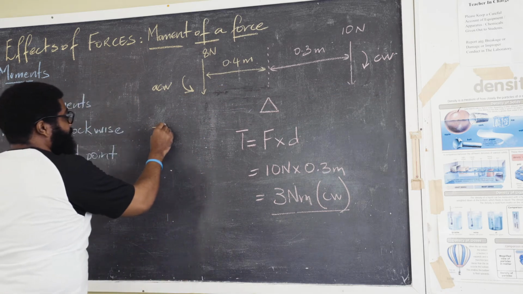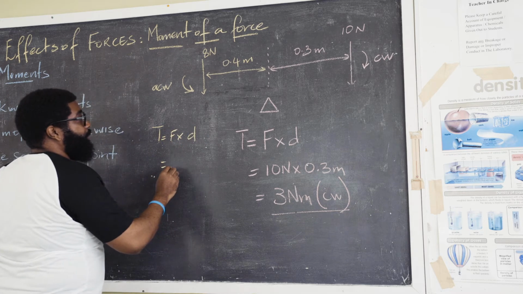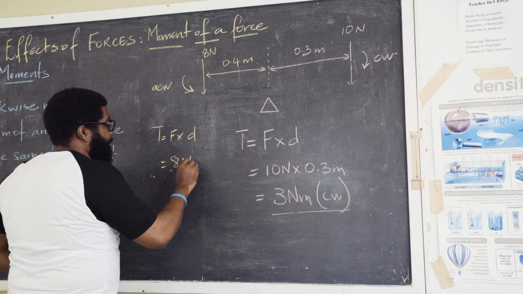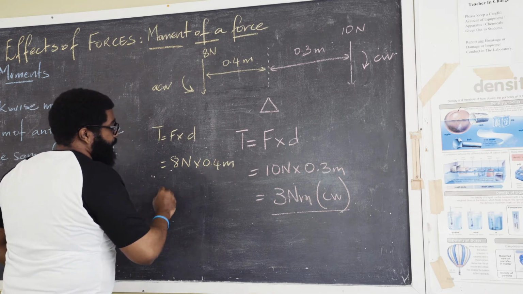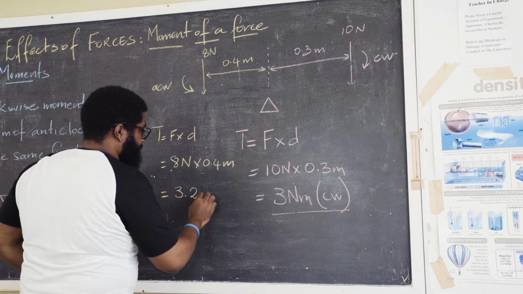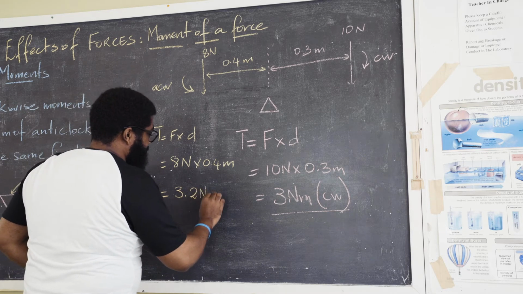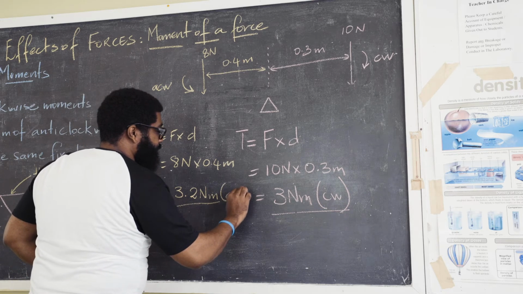Calculating its magnitude, using our formula, we have 8 newtons by 0.4 meters. And I do believe our answer is 3.2 newton meters. But this is anti-clockwise.